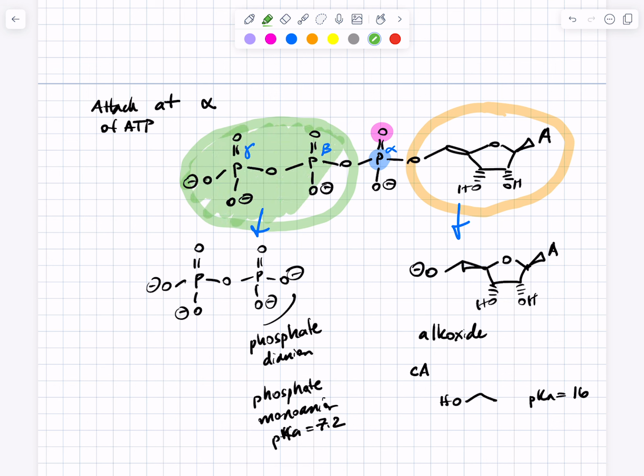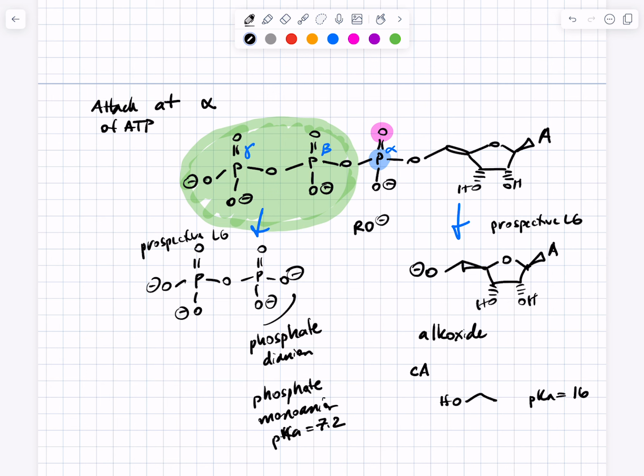And this is a general principle in elimination steps. The better leaving group leaves. So I think that answers your question about which one gets kicked off. So if a nucleophile were to attack, let's just have it be another alcohol. We're considering prospective leaving groups. This one is the best leaving group. So we would have the alcohol, lone pair electrons on the oxygen, attack the phosphorus.